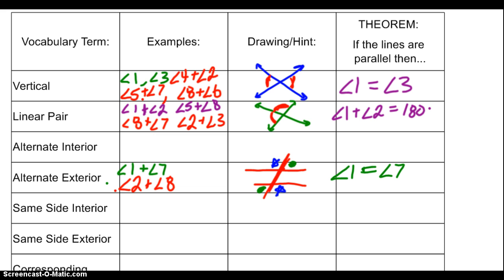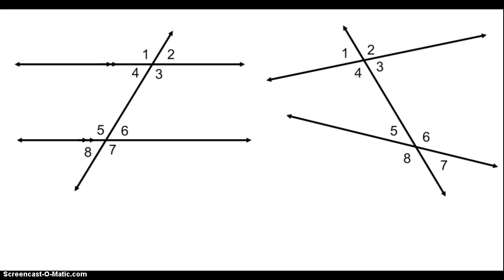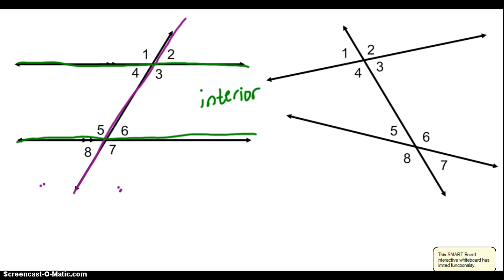Now, alternate interior angles are very similar. Let's go back to the diagram. Again, alternate interior angles will be on alternate sides of this transversal, so on two opposite sides. But now they're on the interior of our two parallel lines. Think about almost like a sandwich or maybe a house. We're in the interior. And so alternate interior angles might be something like 6 and 4. Those are alternate, on opposite sides of that purple transversal, and they're interior of those two green lines.